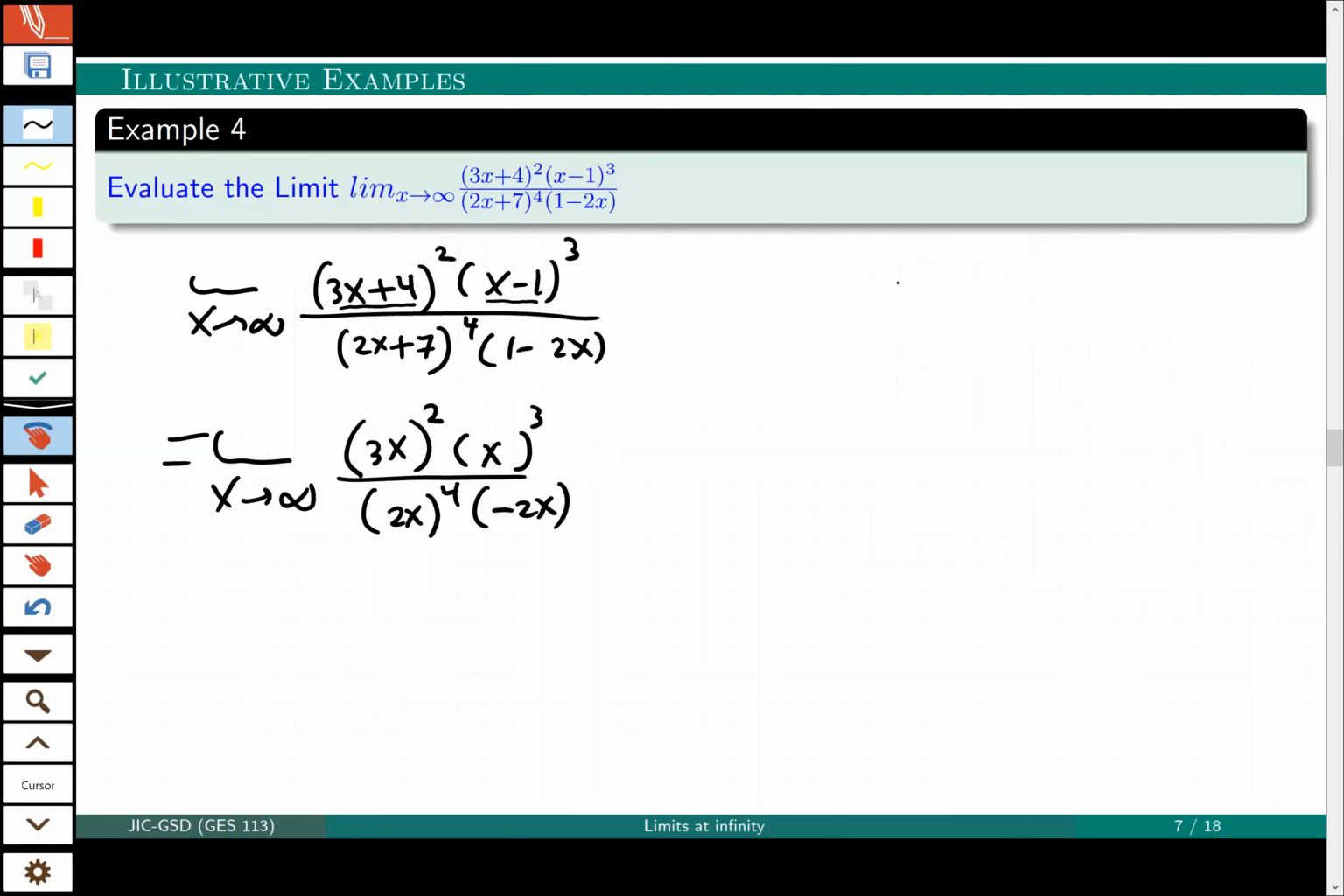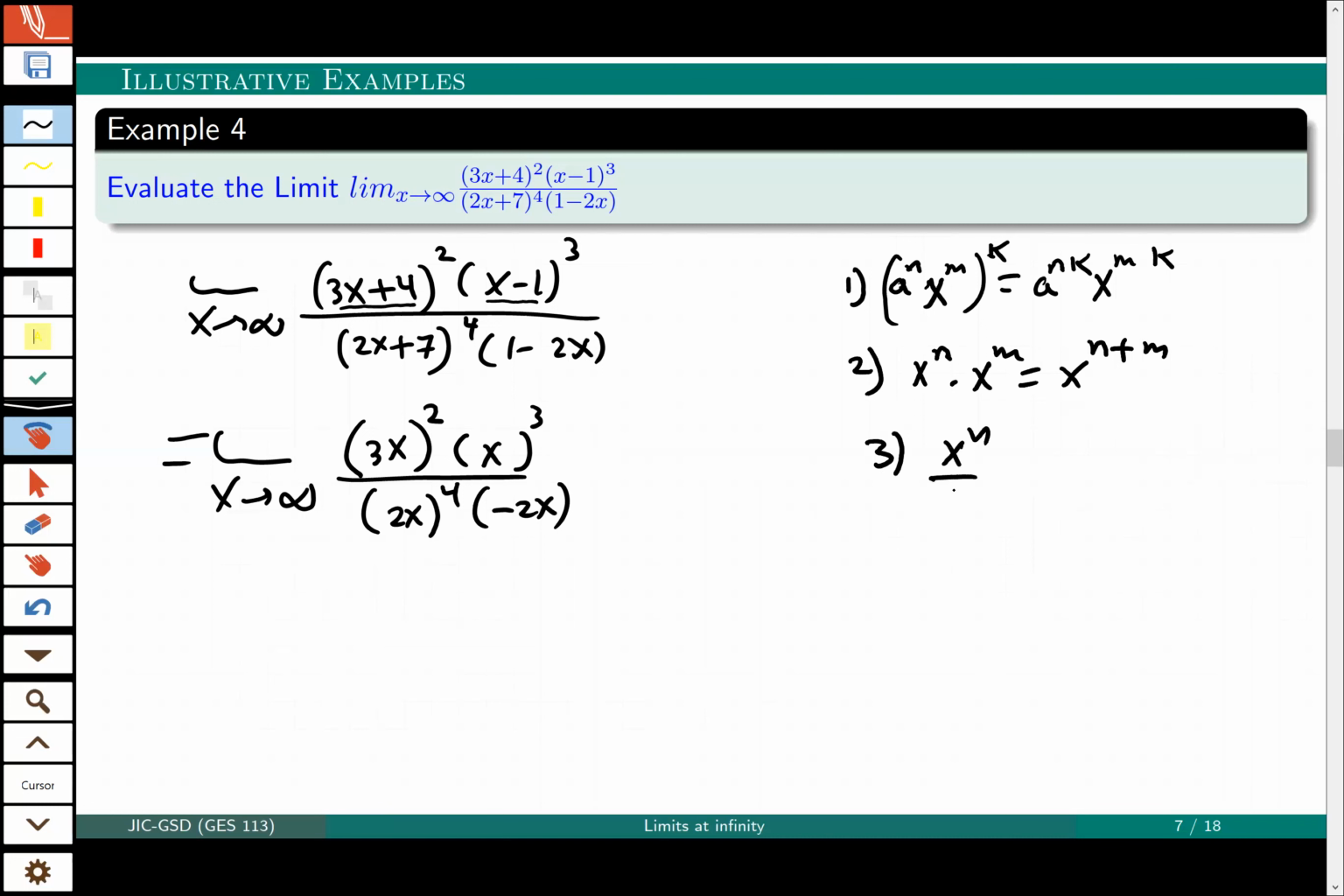Now we need to apply a few rules from Math 1. If I have a to the power n, x to the power m, when I raise it to a new power k, I need to distribute and multiply n times k and m times k. The second rule, if I have x to the power n times x to the power m, we are adding the powers. And the third rule, x to the power n over x to the power m, we take the difference of powers. These are the three rules which are extremely important from Math 1.